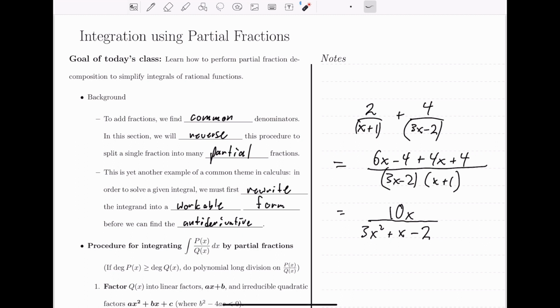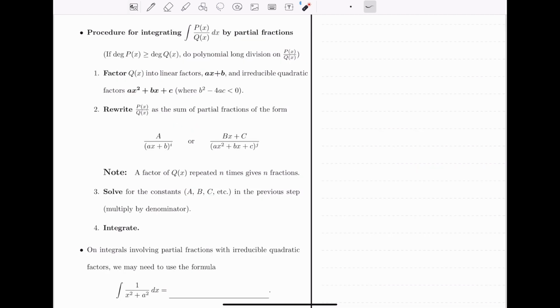So how do we do that? How do we take a single rational function and split it apart so that we can take antiderivatives? Let's talk about that next. So we're thinking of taking a rational function. We have a polynomial divided by a polynomial. Ultimately, we want to integrate. But before we can integrate, we need to decompose the rational function.